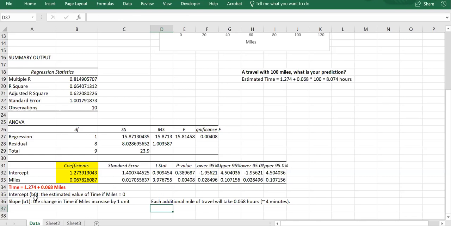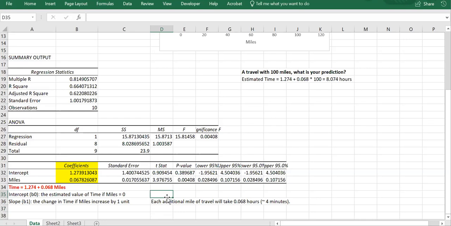So that's for the slope. And then for the intercept, in this case, the intercept is significantly greater than 0. By this definition, it is the estimated value of time if miles is 0. So basically, if you don't travel at all, it's going to take 1.27 hours. 1.27 hours even if you don't travel. That doesn't make a lot of sense.